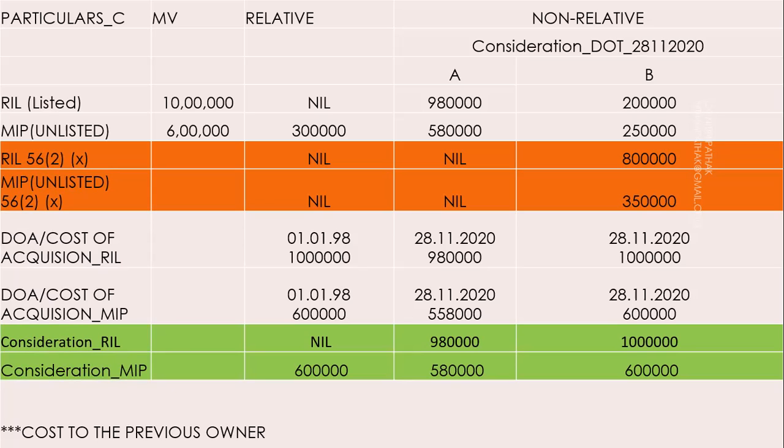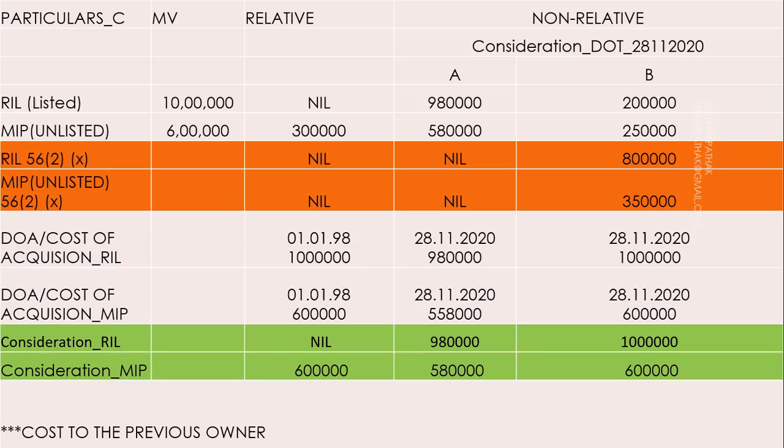For the purpose of computation, when he sells the shares on 1/1, his cost would be the date of acquisition 1/1/98 and 6 lakh. For my consideration, it would be 6 lakhs because I have not sold at a nil price. So in my books of account, it will be considered as 6 lakh and I am liable for tax if I sell. Are you clear?